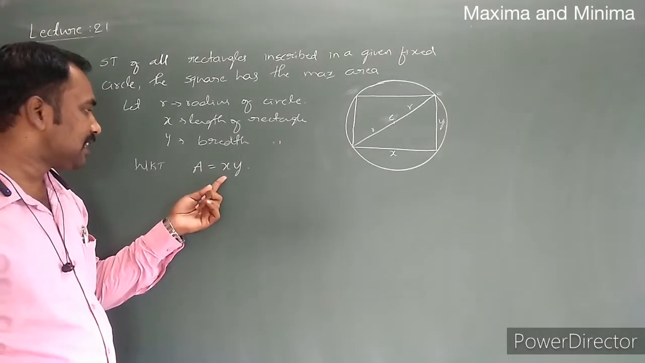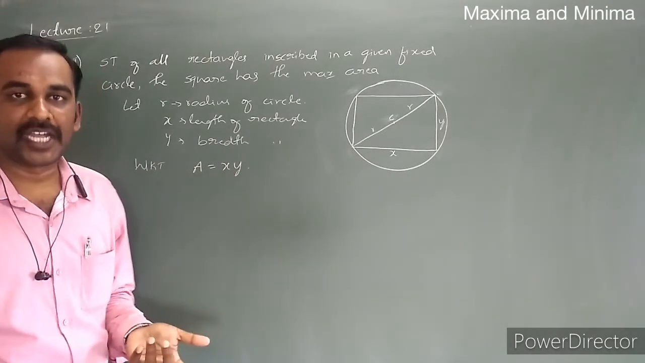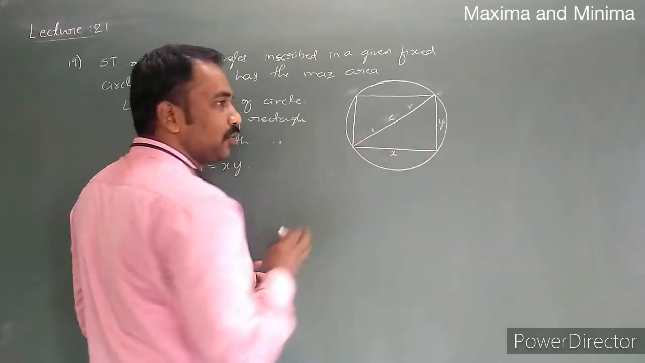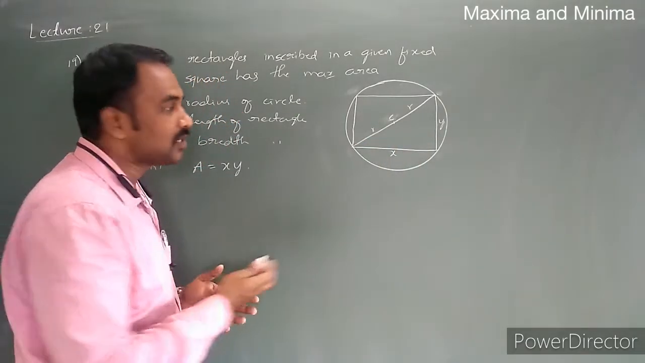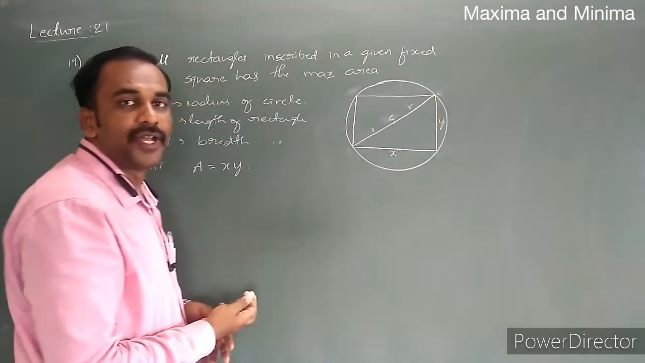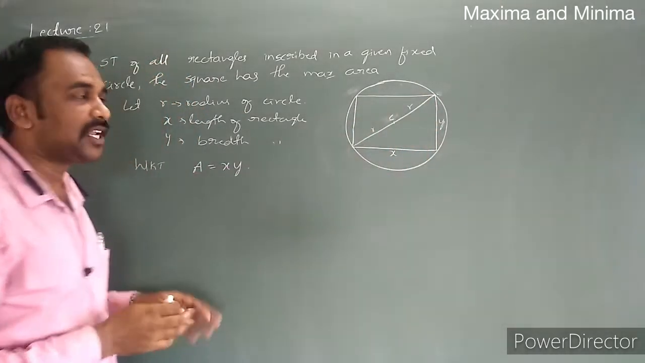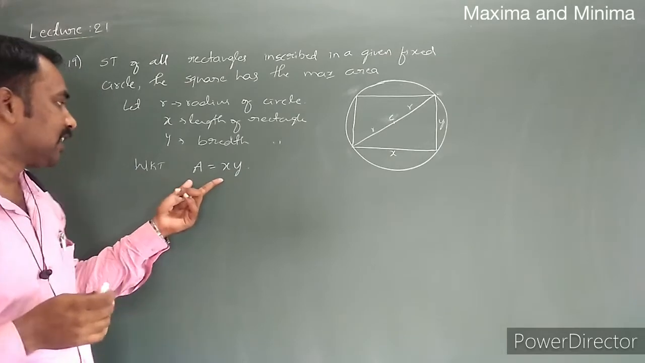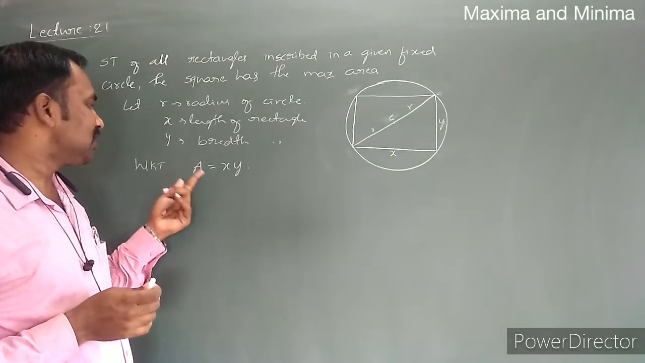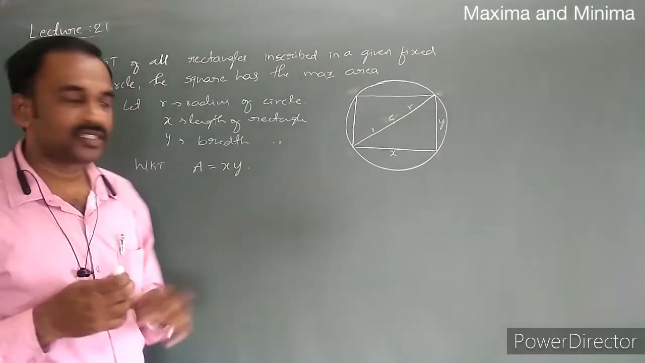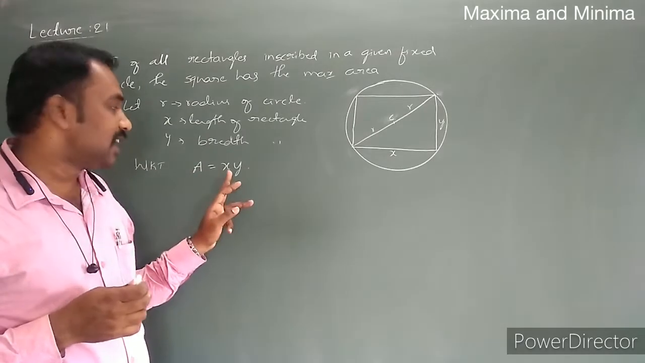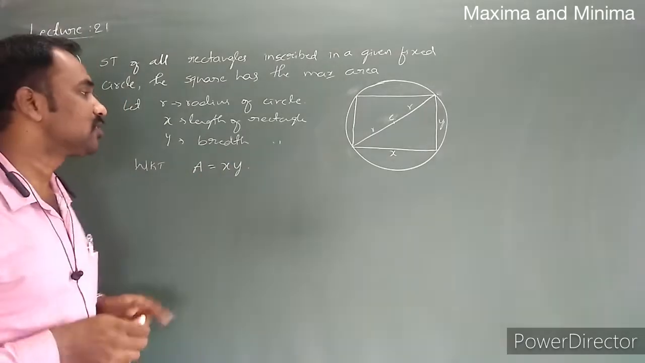Here the area is in terms of two variables, x and y. Yes, obviously they are variables. The length is varying as well as the breadth is varying, because different rectangles are there. So convert this area into a single variable, either in terms of x or in terms of y.